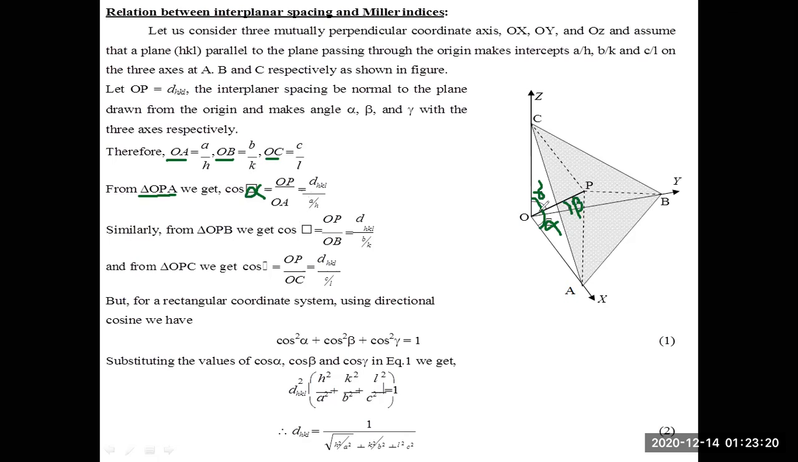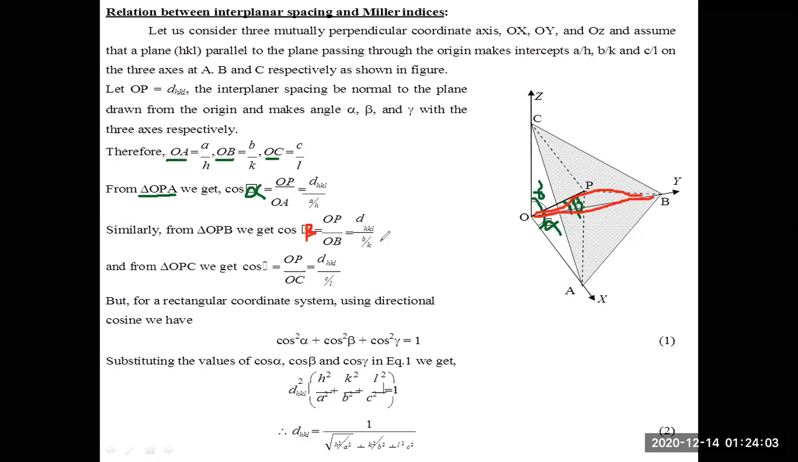Now, similarly, I will go for the next right angle triangle. Here I'm talking about this particular right angle triangle, OPB. This is another right angle triangle. You can see this is a three-dimensional figure. So OPB has the angle beta, so cos beta is equal to, again, adjacent by hypotenuse. Here OB is the longest side, and that is b by k. So cos beta is equal to OP by OB, that is d_hkl by b by k.